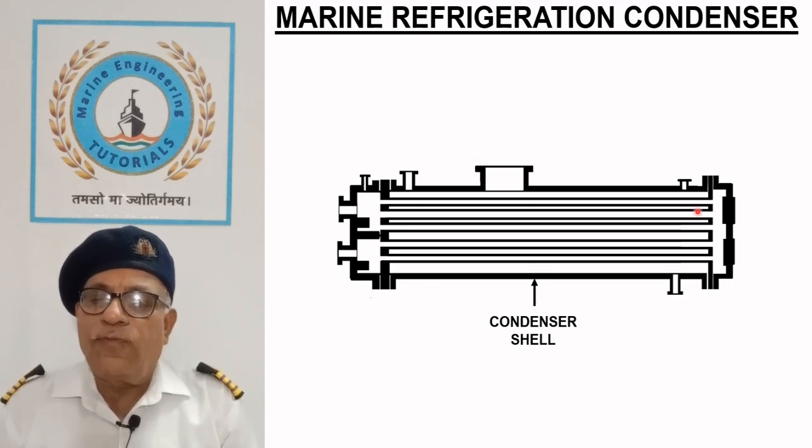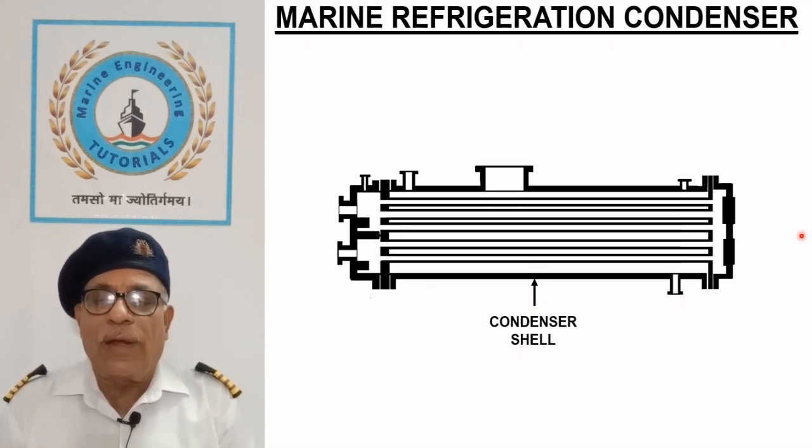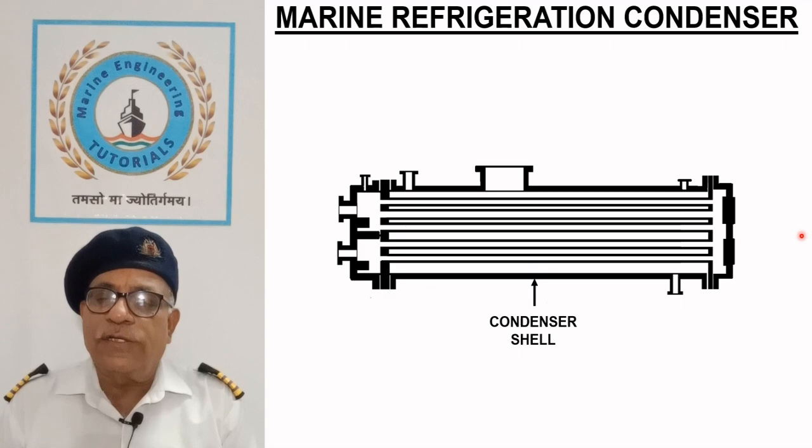Condenser consists of a steel cylindrical shell. In medium-sized plants, the condenser shell also acts as a receiver and a sight glass is equipped near its bottom to monitor the refrigerant level.